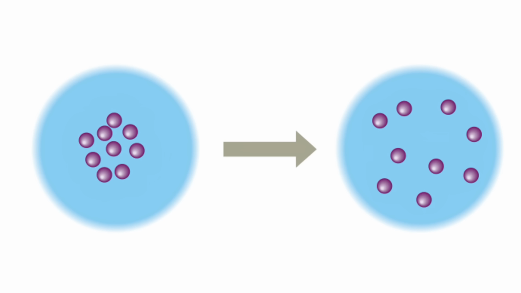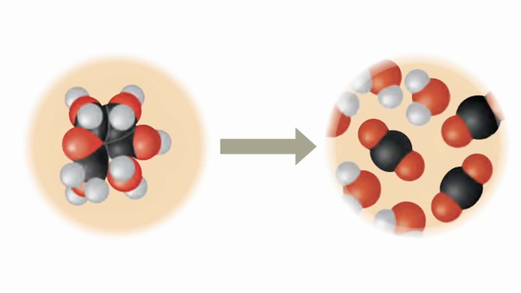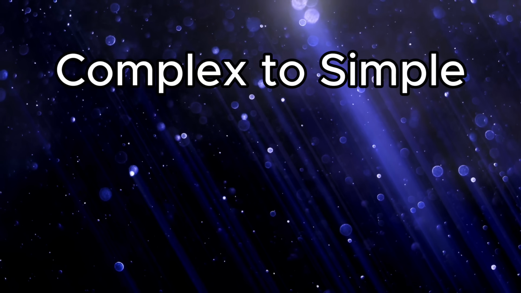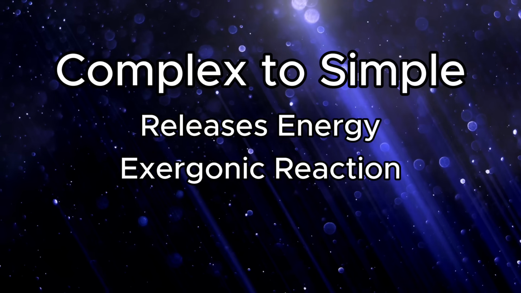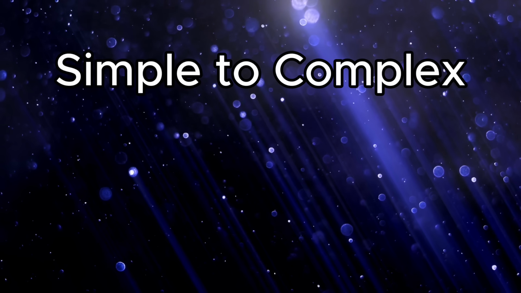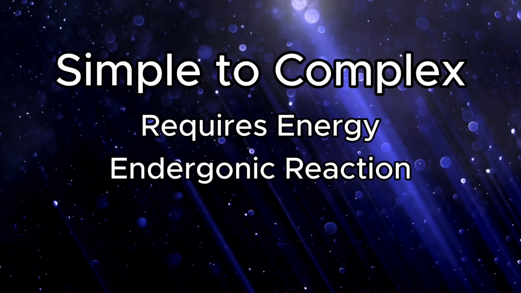And to elaborate on that point, our universe likes to take complex things and break them down into simpler things. This is said to increase entropy, or the randomness in a system. But because we're doing something that the universe so prefers to do, this releases energy, resulting in an exergonic reaction. But the opposite also applies. When simple things become complex, as mentioned with chemical work, it requires that energy.